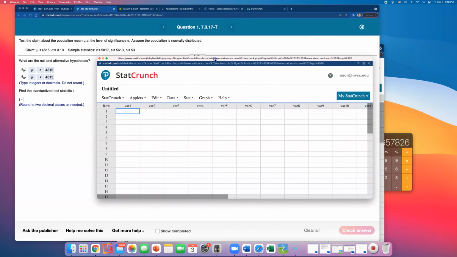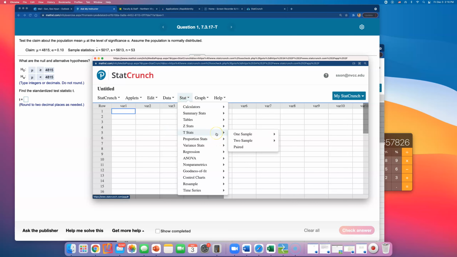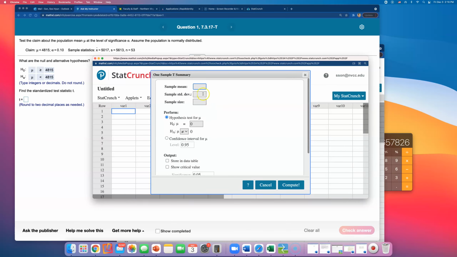All right, so how do we do this? Go to Stat, T-Stat. One sample, right? All the Module 6 assignments, they're all one sample. I think Module 7 is where you're going to work with 2 samples. So one sample, we have summary, and all you have to do is type everything in. Mean is the X bar, 5017. Sample standard deviation is 5613, and sample size is 53.